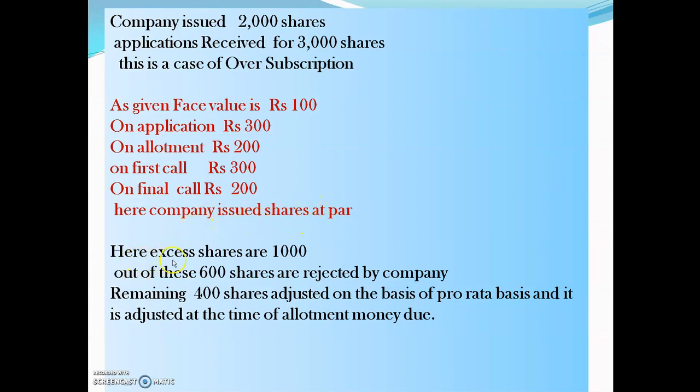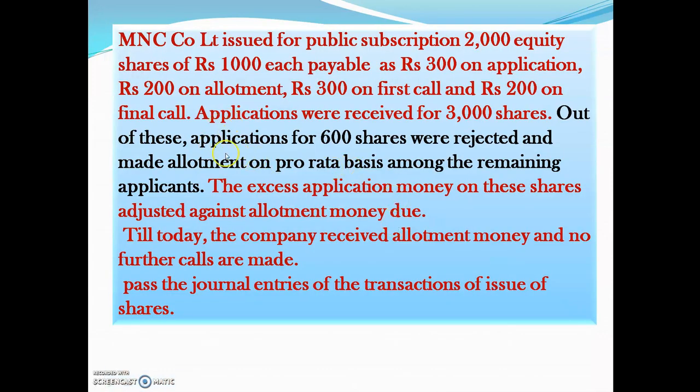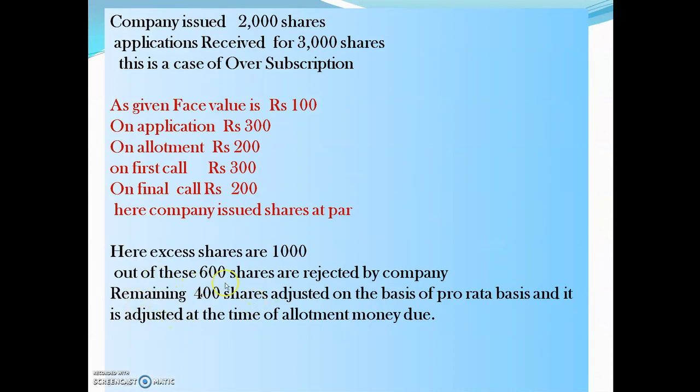Now see here, excess shares are 1000. Excess means the difference between issued shares and applications received. So here excess is 1000 shares. Out of these, 600 shares are rejected by the company. See here, applications for 600 shares were rejected. Okay, so the remaining difference, that is 400 shares, is adjusted on the basis of pro rata basis, and it is adjusted at the time of allotment money due.